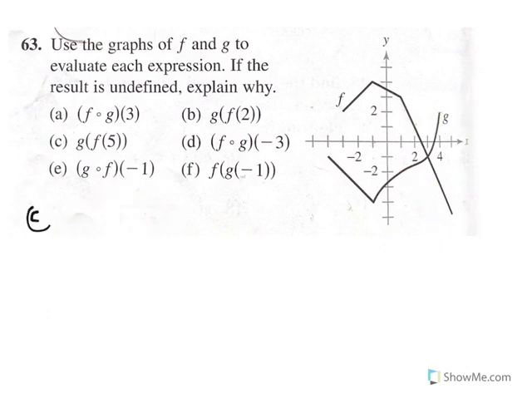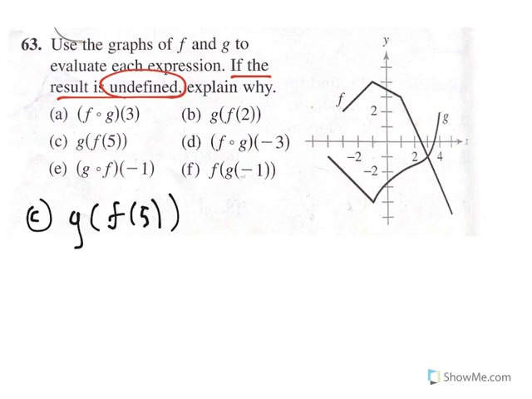So here is part C. We've got g of f of 5. Now, notice that the instructions state if the result is undefined, explain why. So let's see what happens here. Again, you've got to understand that you have a composition of functions. That's the first thing. The second thing is that f is the first function and g is the second function.